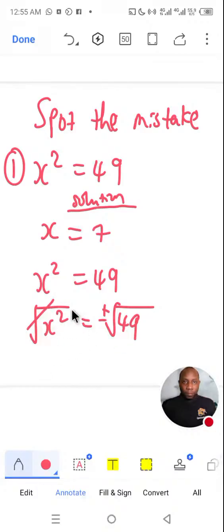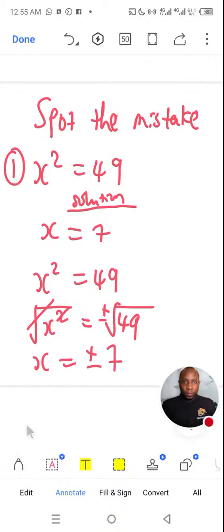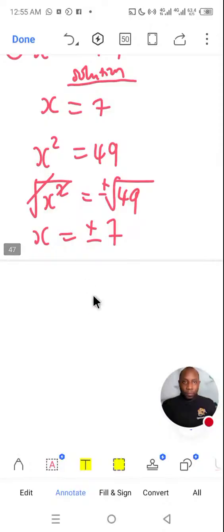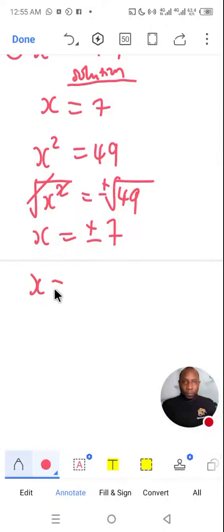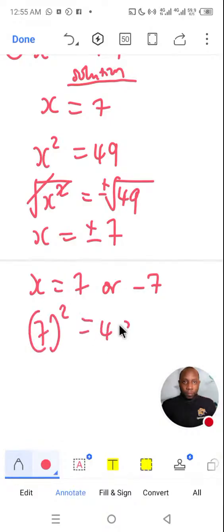So the square root gets rid of the square, and you now have x is equal to plus or minus the square root of 49. x is equal to 7 or minus 7. Because if you square 7, you get 49, and if you square negative 7, you also get 49. So that is the mistake we have there. I hope that one is okay.